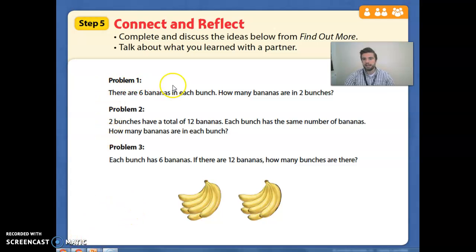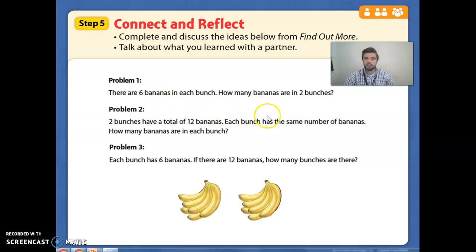There are 6 bananas in each bunch. How many bananas are in 2 bunches? Let's think about that. How many bananas are in 2 bunches? Basically, that's asking us how many bananas do we have all together? If there are 6 bananas in each bunch, and we have 2 bunches, how many do we have all together? That sounds like a multiplication problem. That's right, because we're taking smaller groups and we're putting them all into one big group and counting how many.